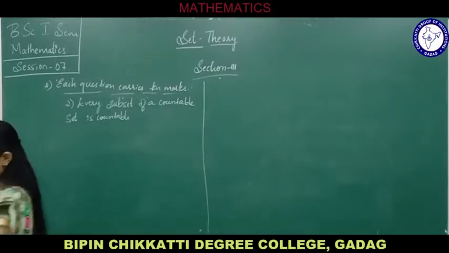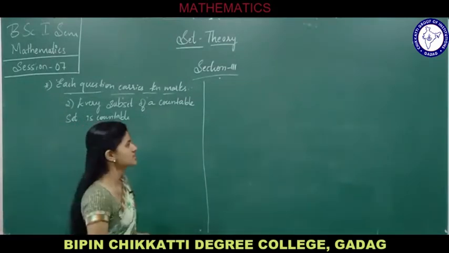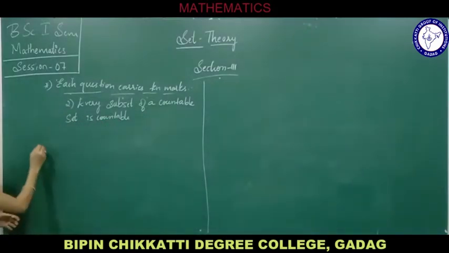How are we going to prove it? Let A be any countable set. What are we going to consider as the proof?